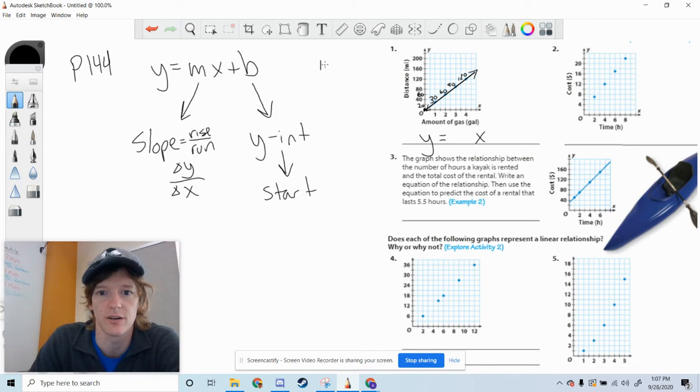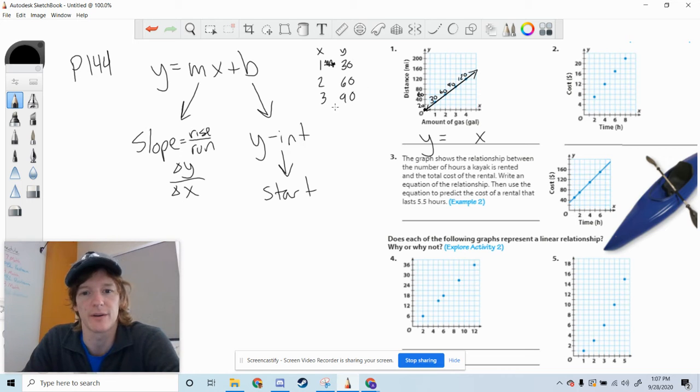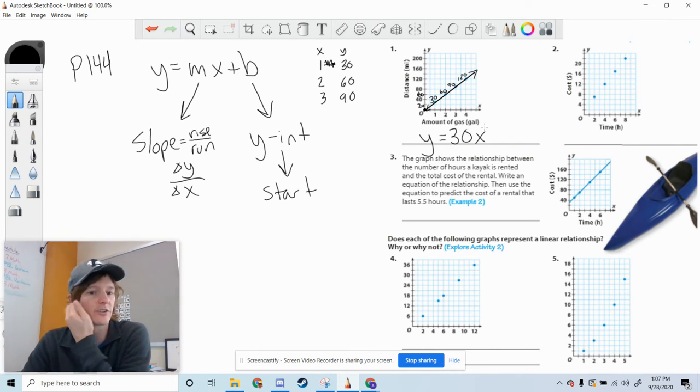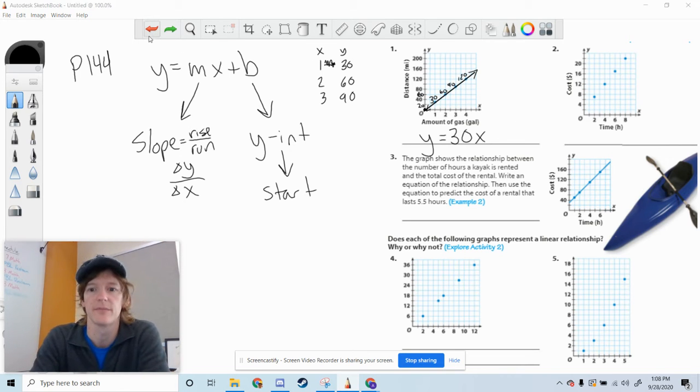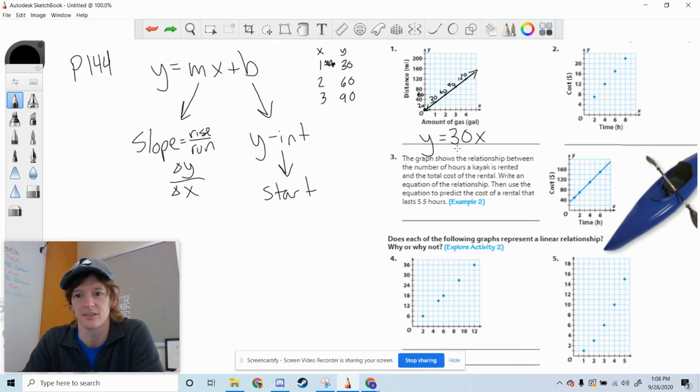Okay, so our x is 1, y is 30, x is 2, y is 60, x is 3, y is 90. So what are we multiplying by every time? We're multiplying by 30 every time. And this is it. This is the final equation for this one because it is proportional. It goes through the origin. You could put plus 0 here because we go through at 0, but it's not necessary. Any proportional relationship just looks like this. It does not have anything added to the end.